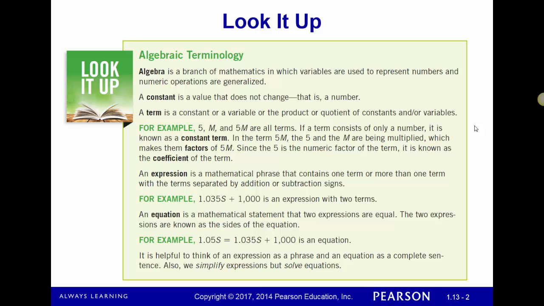A term is a constant or a variable or a product or quotient of constants and variables. There are some examples here. An expression is a phrase that contains one term or more than one term. Here's an example. An equation has an equal sign. And it's helpful to think of an expression as a phrase and an equation as a complete sentence. Also, we simplify expressions, but we solve equations.